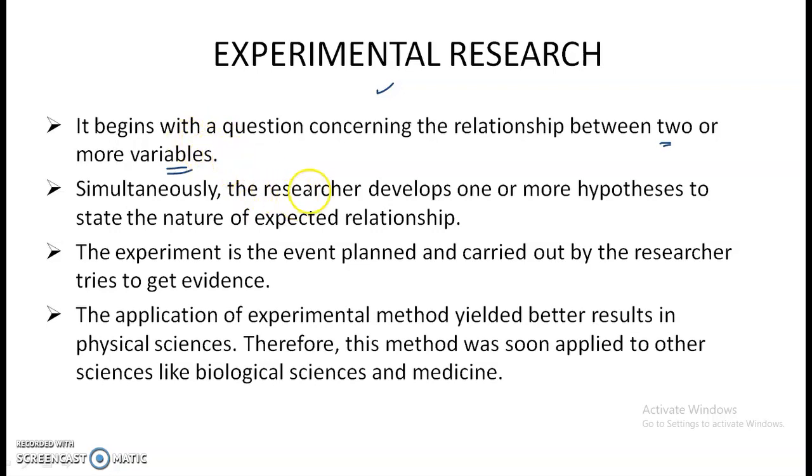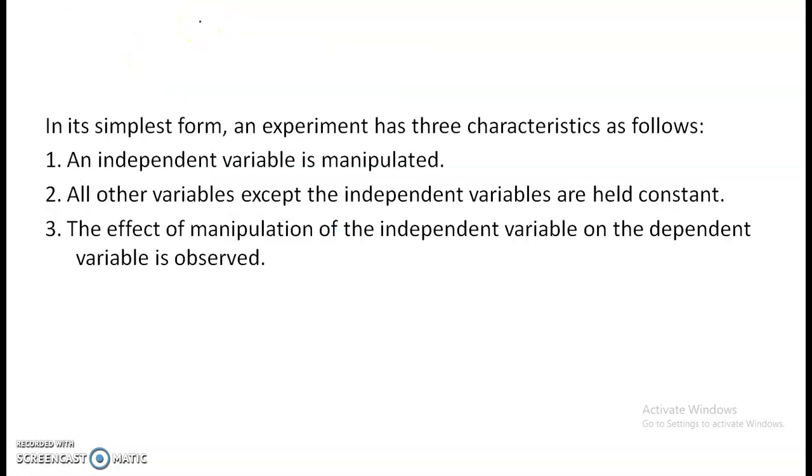Simultaneously, the researcher develops one or more hypotheses to state the nature of the expected relation. That means in experimental research, first the researcher develops one hypothesis. A hypothesis is nothing but a general statement. It is not a proven one. The researcher first gives one general statement, and from this hypothesis starts doing the experiment, and then tries to prove this hypothesis. So experimental research starts with the hypothesis.